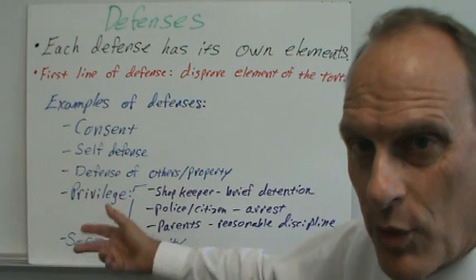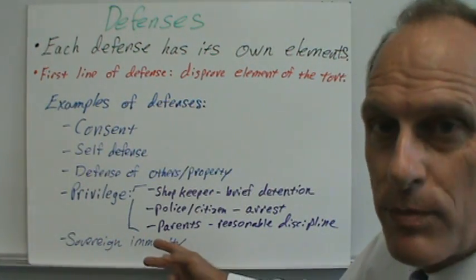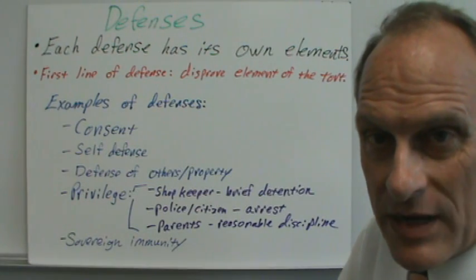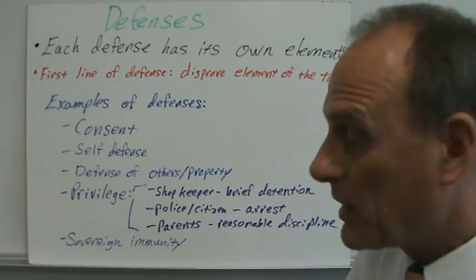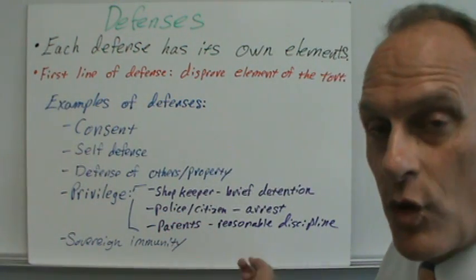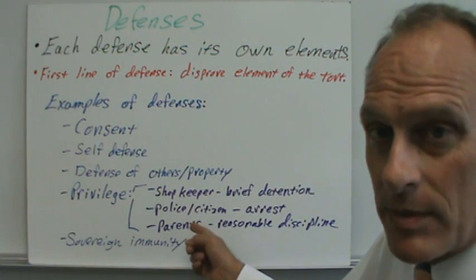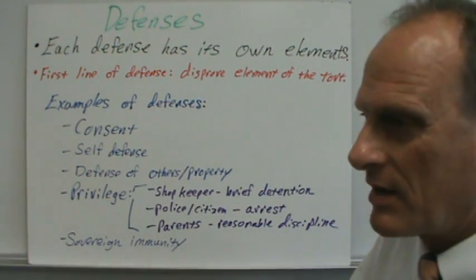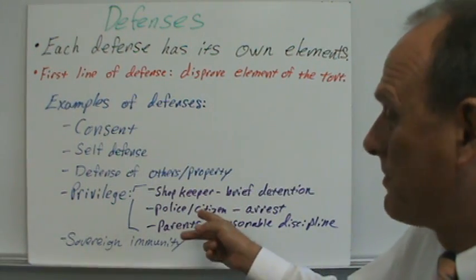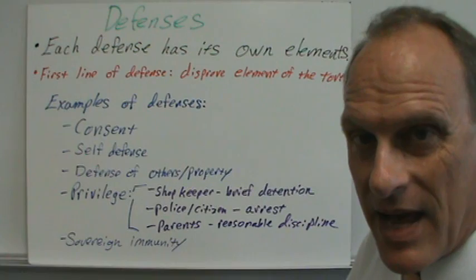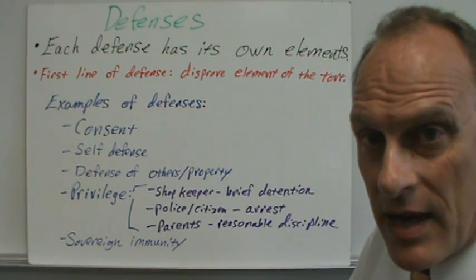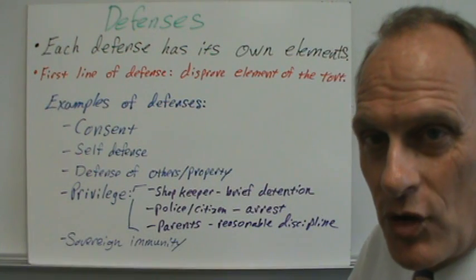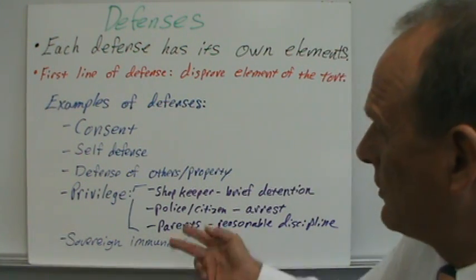Then we have a number of privileges, and this is not an exhaustive list, but just by example here, a shopkeeper has a privilege to briefly detain a shopper to make sure that no shoplifting or theft is taking place. A police officer has a privilege to arrest someone with probable cause, as does a citizen. It's a little bit more shaky with a citizen, but if a citizen makes a valid citizen's arrest, which is probably not a good thing to do unless you absolutely have to, that citizen would have a privilege for making that detention and arrest, and that would protect them from a lawsuit. Parents have a privilege to exercise reasonable discipline over their children. So these are just some examples of privileges.